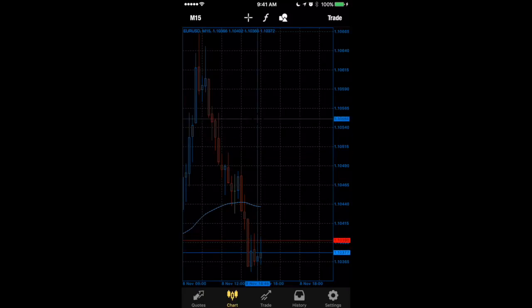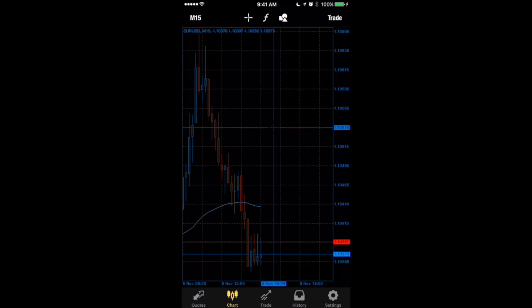This cursor, so on the right you can see the price. So like if you want to say I want to put a stop right here, okay, so my stop needs to be 1.10486, something like that. You can also see the time at the bottom of the screen. November 8th, 16:15, 16:30.